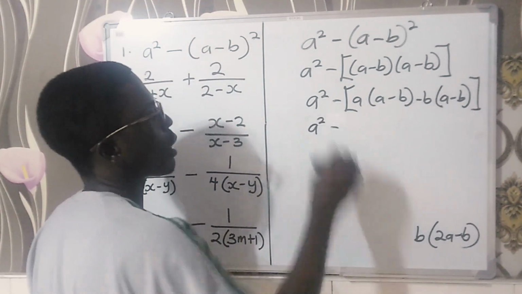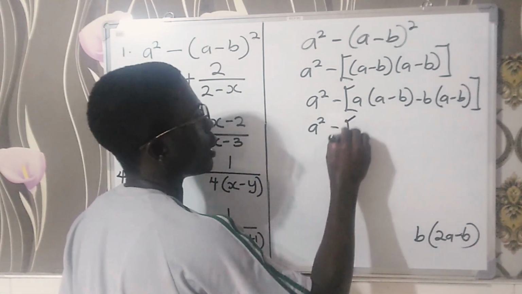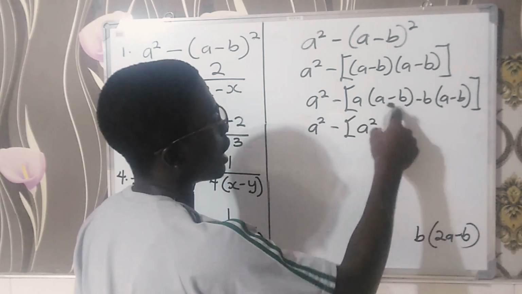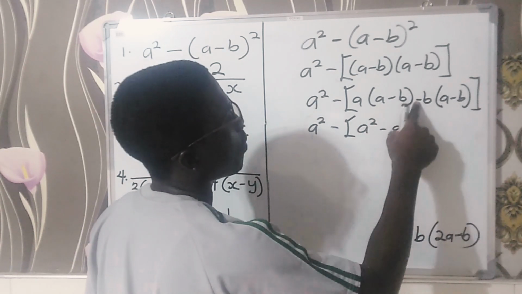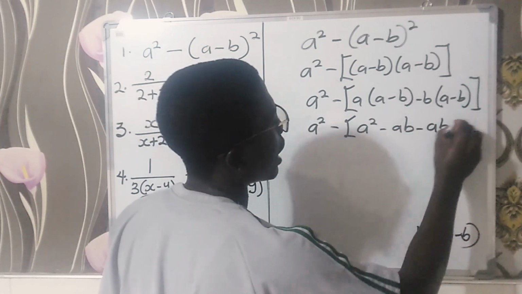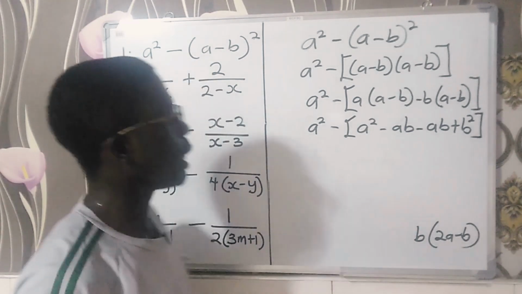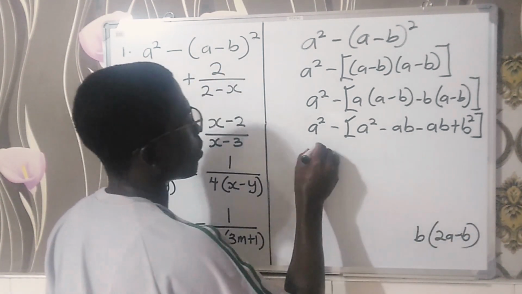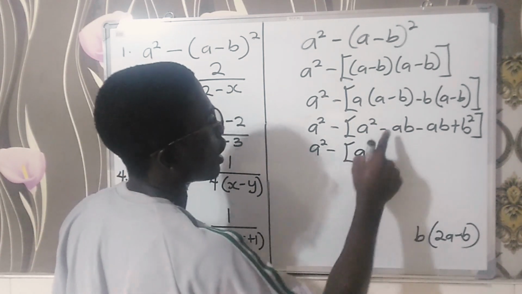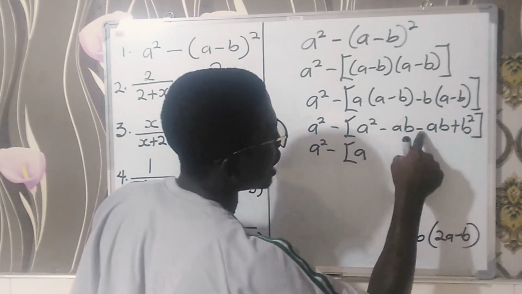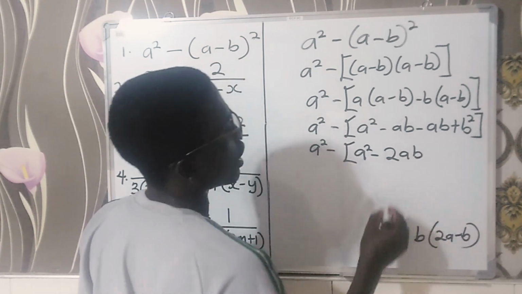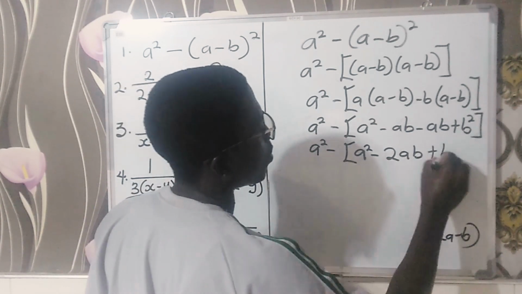We have a square less, as we did previously, we have a times what? A square, and then a times minus b times minus ab, minus b times this times minus ab, and then minus b times plus b squared. And then we can add or subtract like terms. We have a square into bracket this a here. This minus ab plus minus ab will be minus 2ab. And then we have a plus b squared.